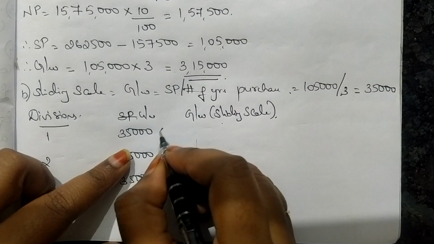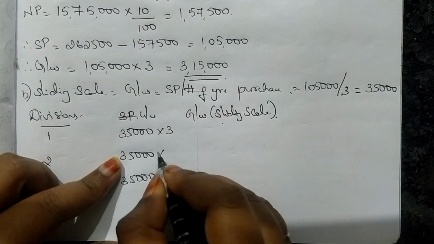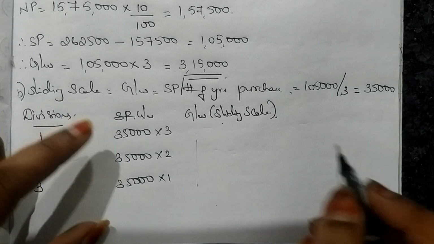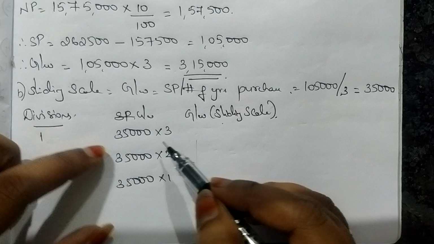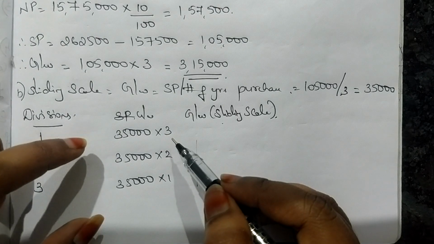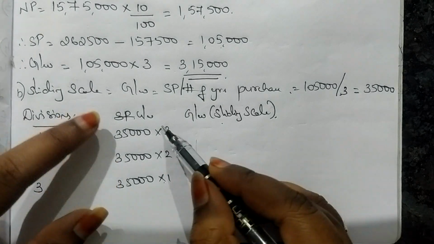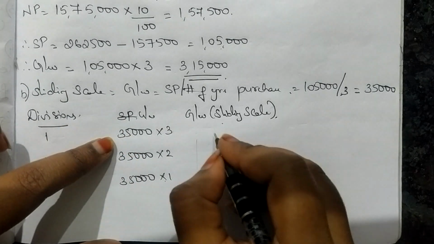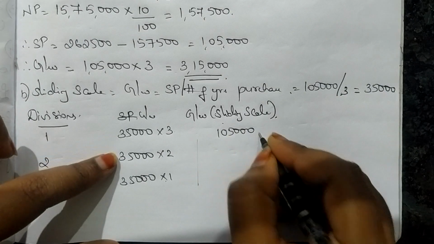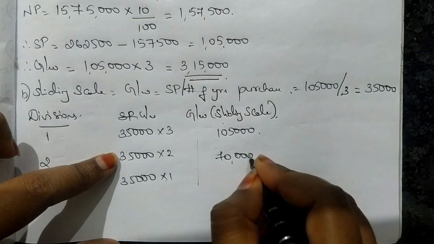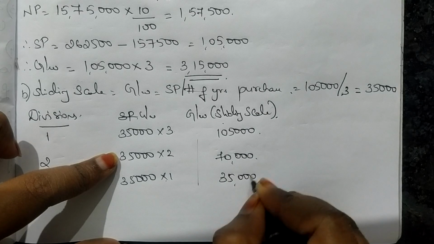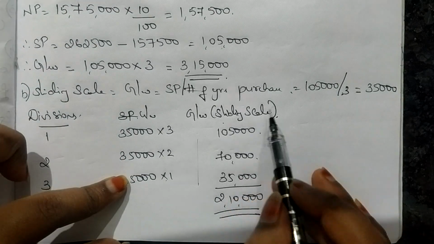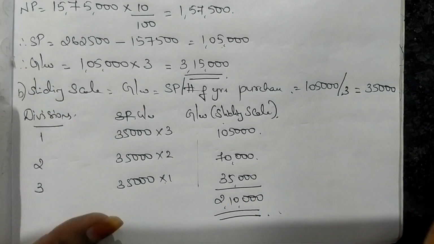How do you do it? You simply multiply the first year with 3, second year with 2 and the last year with 1. Why? Because they have told in the question, first do the divisions and then multiply each of them by 3, 2 and 1. So I have made the divisions and now I am multiplying it by 3, 2 and 1. So 35,000 into 3 is 1,05,000. 35,000 into 2 is 70,000 and this is 35,000. So this 2,10,000 is my total goodwill under sliding scale. This is called the sliding scale method.